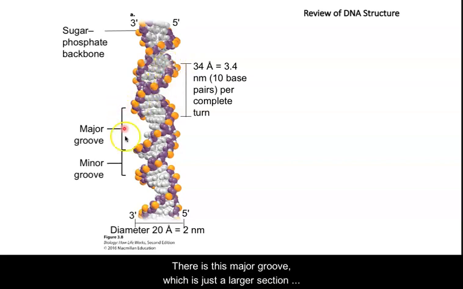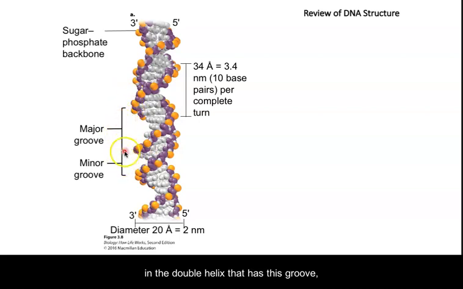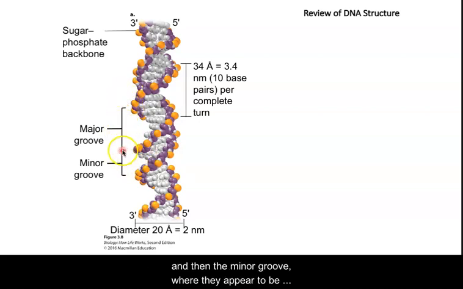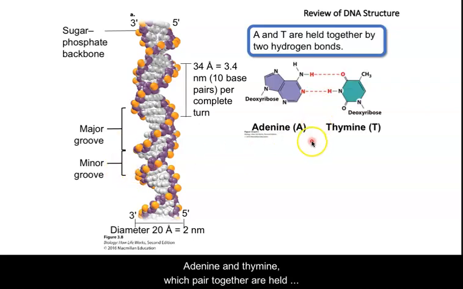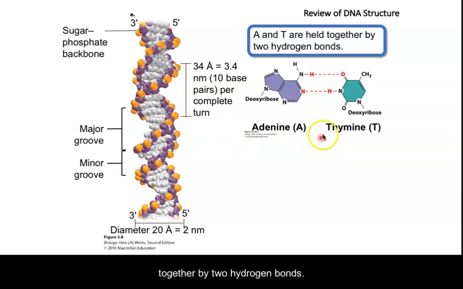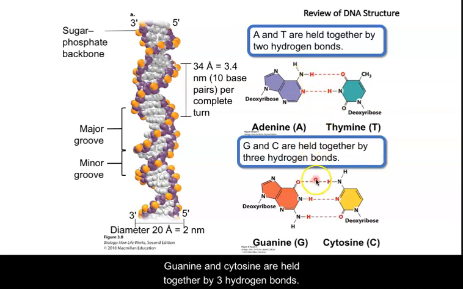There is this major groove, which is just a larger section in the double helix that has this groove, and then the minor groove where they appear to be closer together. So adenine and thymine, which pair together, are held together by 2 hydrogen bonds, but guanine and cytosine are held together by 3 hydrogen bonds.